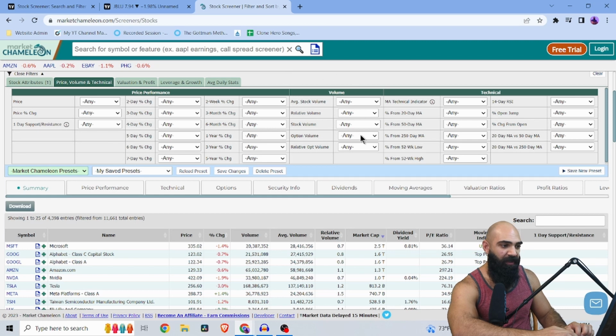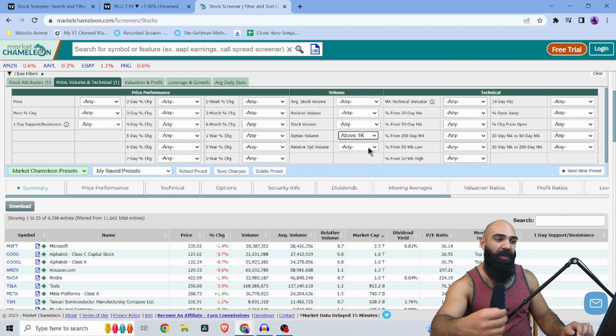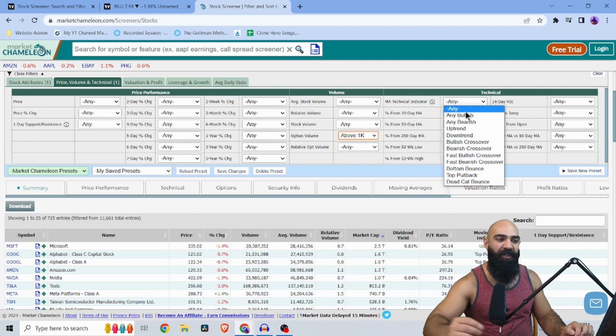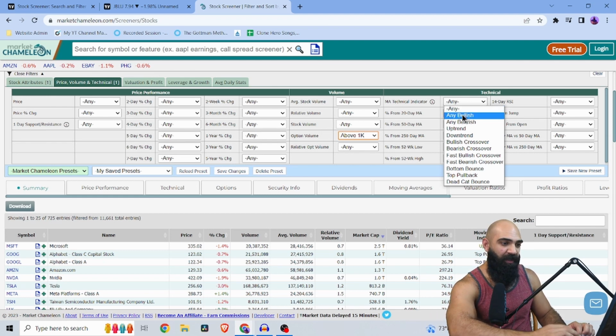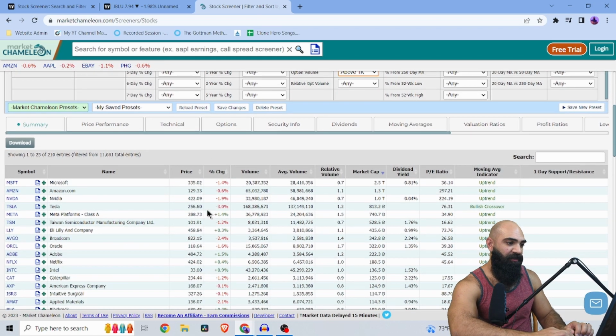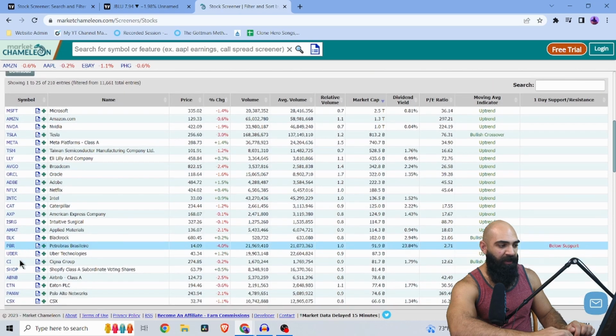And over here has option volume, which is really good for Market Chameleon. So probably anything over 1K will get you in and out of a trade relatively easily. Again, we want to trade slightly neutral or bullish stocks, in my opinion. So you can probably click on any bullish, which will be a good technical indicator to get your stocks. And you can filter through here and get the general ideas.